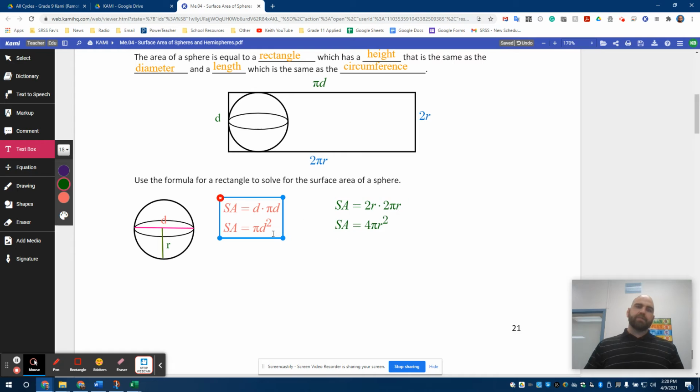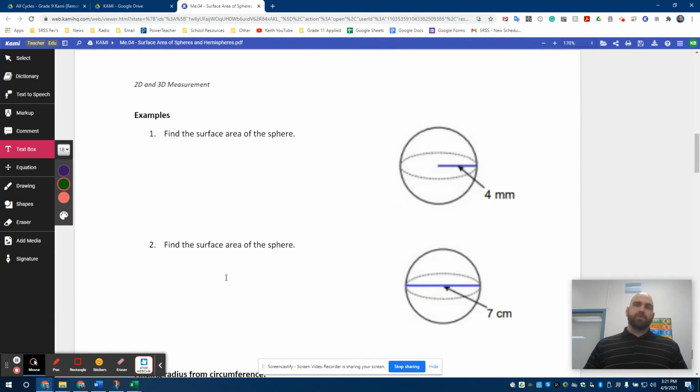Both of them give us the surface area. You can use either one. If you're given the diameter, use the diameter one. If you're given the radius, use the radius one. They're both going to give us the exact same measurements. Now I'm going to do a couple of examples with you here.